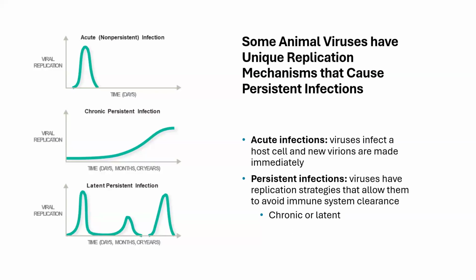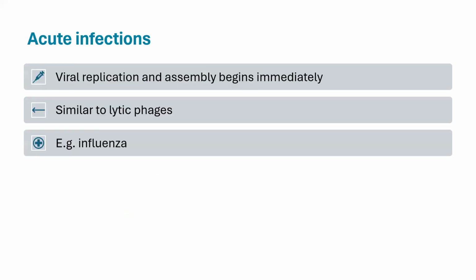Then we have chronic persistent infections and latent persistent infections. In general, a persistent infection is where virus replication strategies are going to allow them to avoid the immune system, and so they don't necessarily immediately start making new virions. With our acute infections, virus replication begins immediately. This is very similar to your lytic phages, right? So they're going to start likely lysing cells right away.